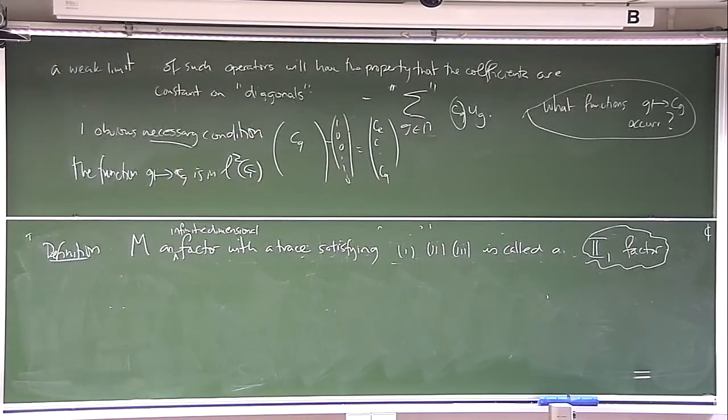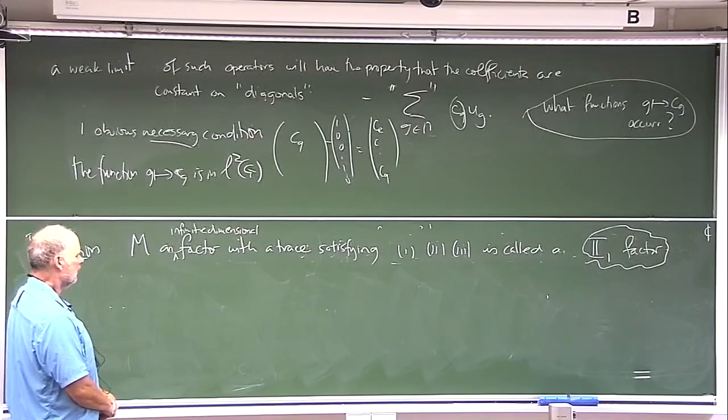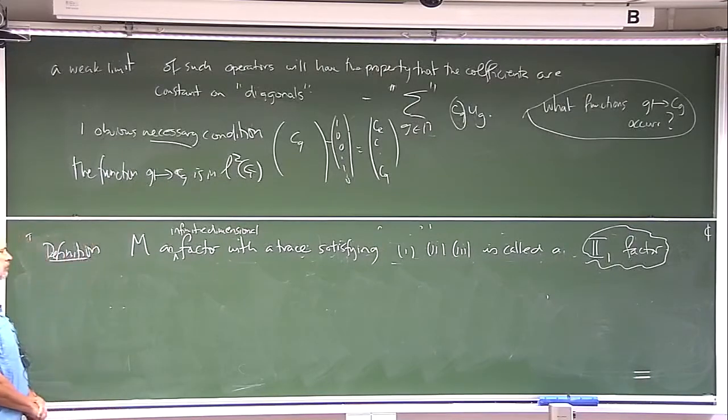Obviously, calling it 2-1 means there's other kinds. There's type 1 and type 2, and we'll talk a little bit about them. But this is going to be the focus of this course. Really it's on subfactors. But because of time, we're going to mostly restrict ourselves to the 2-1 case.